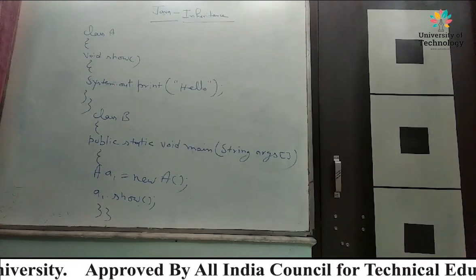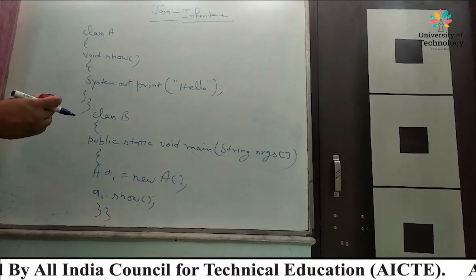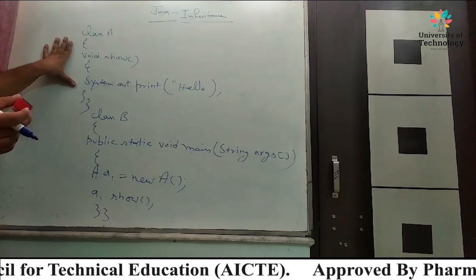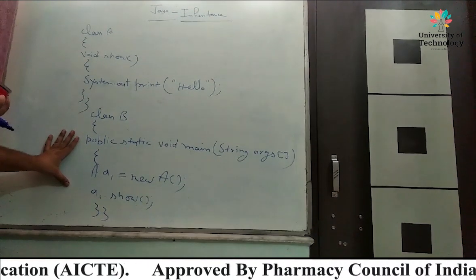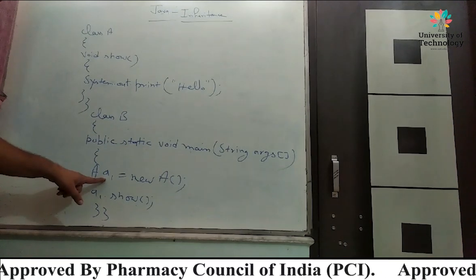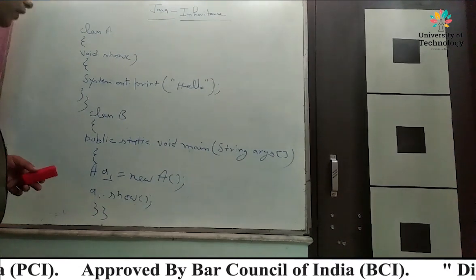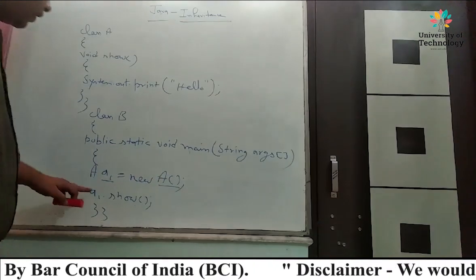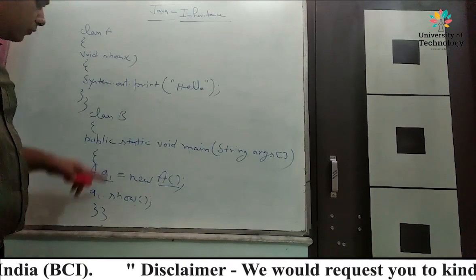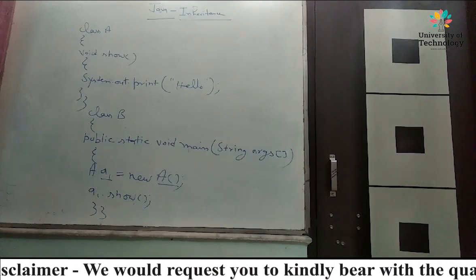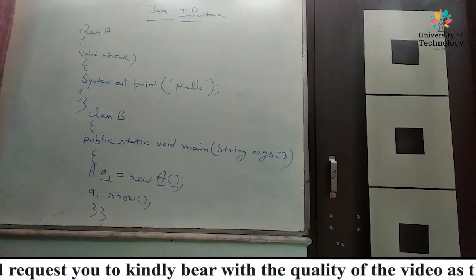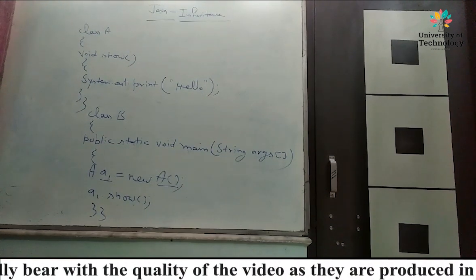We discussed this earlier. We have made one class, and we have made a main class and main method. We created an object here. a1 is an object, and this is the default constructor. With the help of this object, we call the method a1.show. Now we have to attach our two classes.